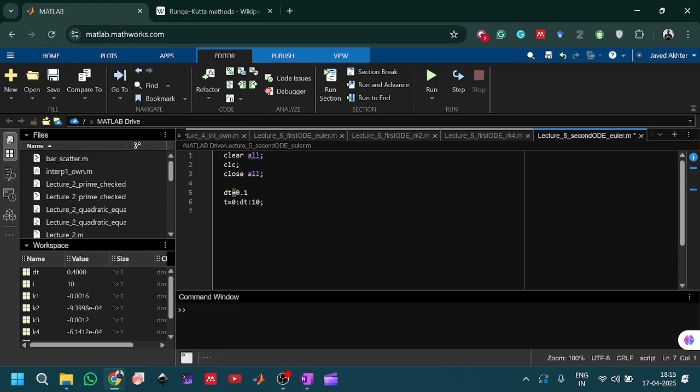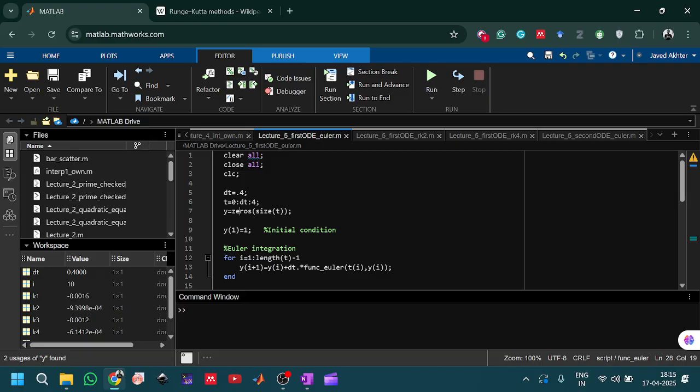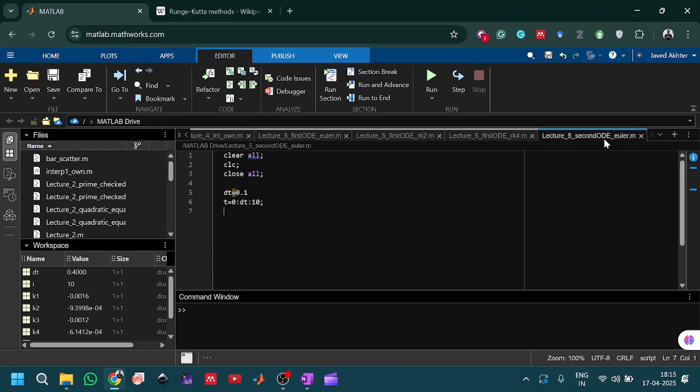So before that, let me go again here. In Euler, what we are doing, here we are defining this y array, which is zeros size of t. But now, since you are dealing with a second order differential equation, instead of this zero, you have to also specify the row. So here you will have two rows. First row will be for x1 and the second row will be for x2.